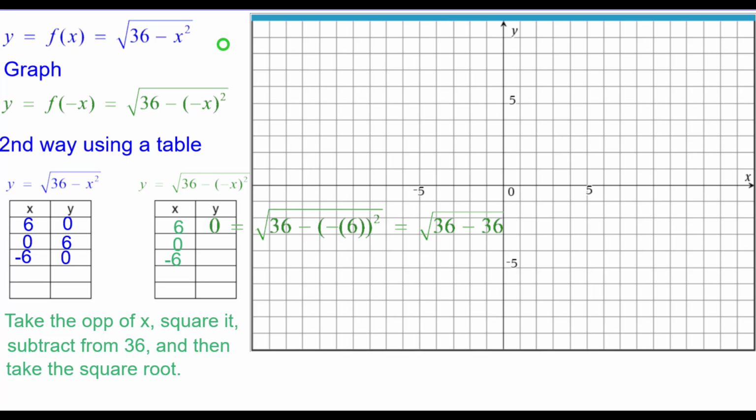So when x is 6, we go ahead and take the opposite, which is negative 6. Squared is 36. Subtract it, and we get the square root of 0, which is 0. So 6 comma 0.